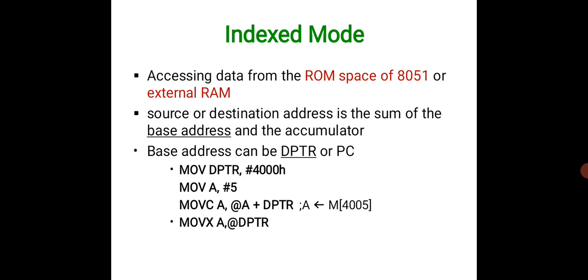The C in the instruction represents that it is the ROM space, used for code. Similarly, the next example I've given is MOVX A, @DPTR, which means that I'm accessing the external RAM, where X denotes external RAM, and whatever content is pointed to by the DPTR will be moved to the accumulator.